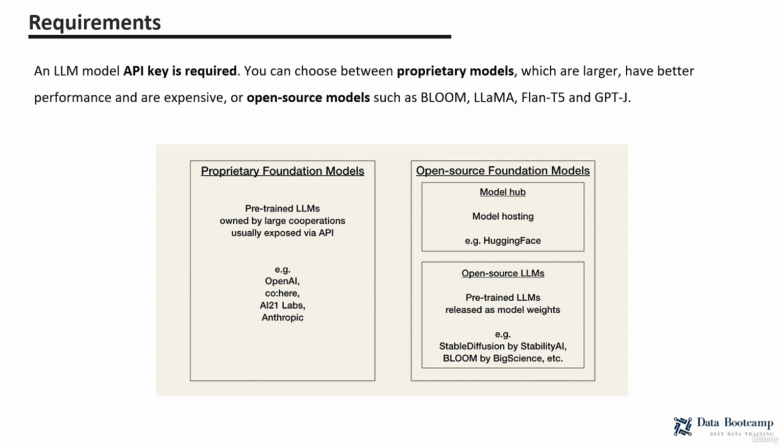On the other hand, open-source models tend to be smaller and have fewer capabilities compared to proprietary models, but they are more cost-effective, and most of them are completely free. Some examples of open-source models would be Bloom, developed by BigScience, Llama, developed by Meta, Flan-T5, developed by Google, and GPT-J, developed by EleutherAI.